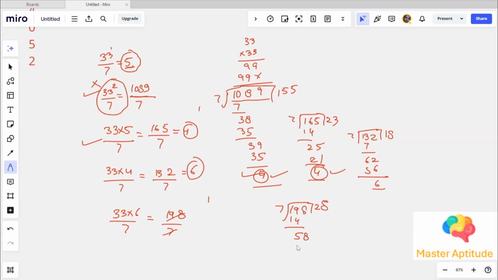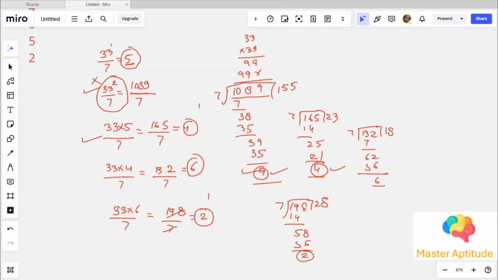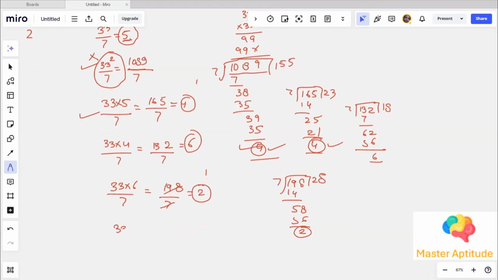7 8 is 56. The remainder is 2. So as you can see, the remainder is 2 now. Okay, now let's try to find another remainder. 33, and our previous remainder is 2, so 2 times 33 divided by 7, which is 66 divided by 7, and 7 9 is 63. So the remainder is 3.